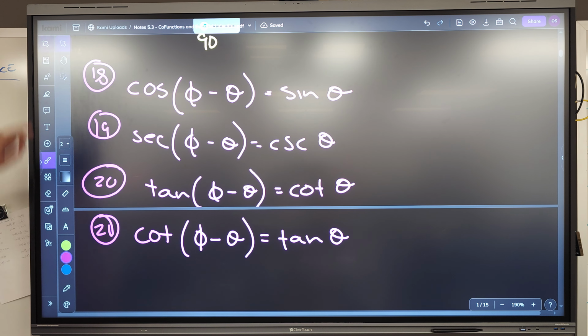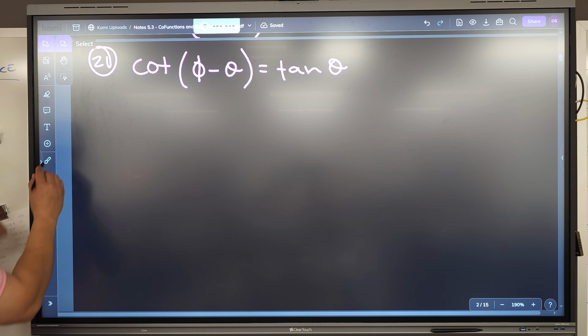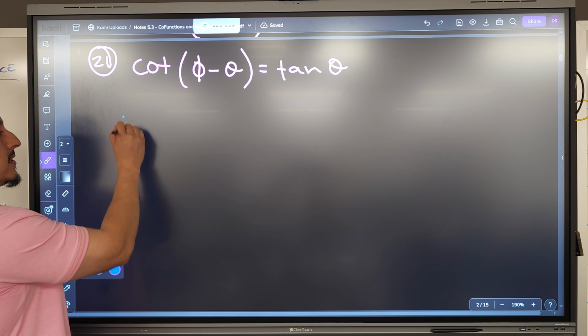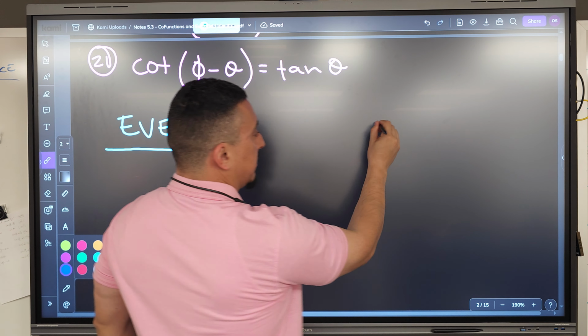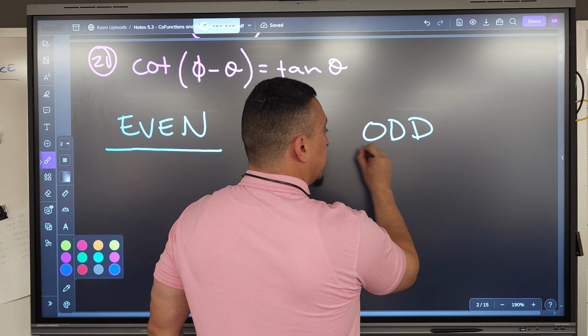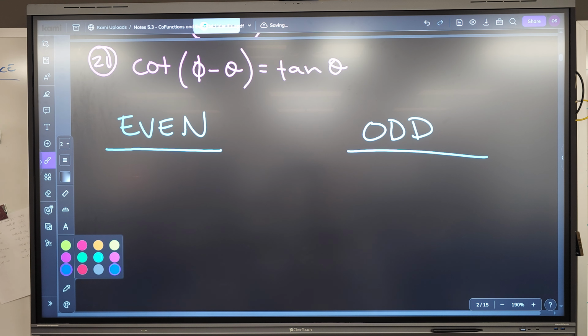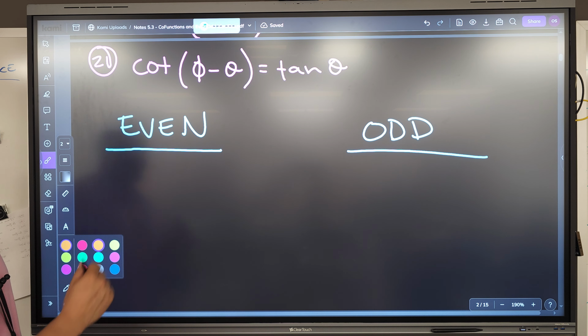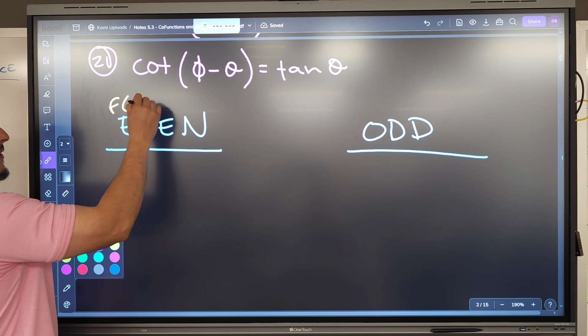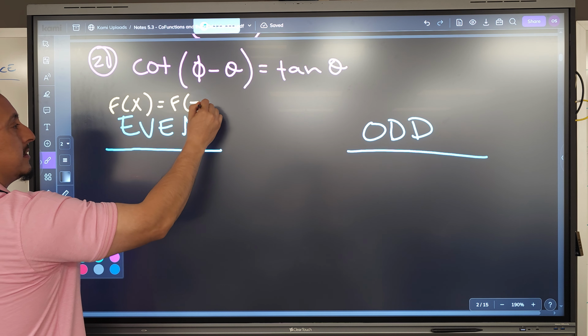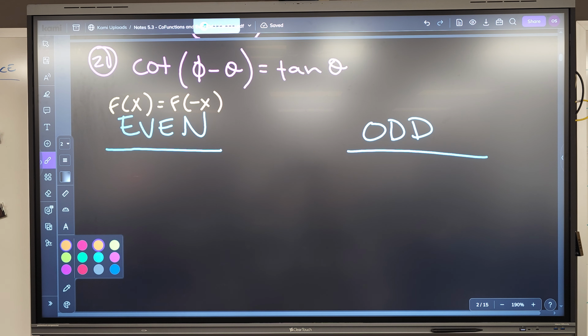Okay, now we're going to go and talk about even. So on this side, I'm going to put even, and on this side, I'm going to put the odd functions. So even versus odd. We've done even versus odd last semester. You know, it's been a while, so I don't know if you remember. But even, this is like how it looks. So f of negative x is the same as f of x. The value of a negative angle is the same as the positive angle.